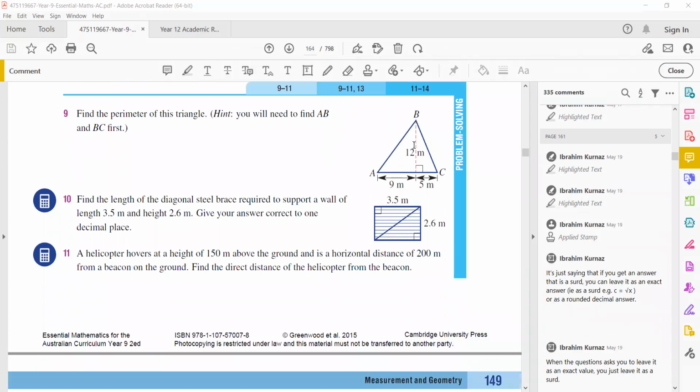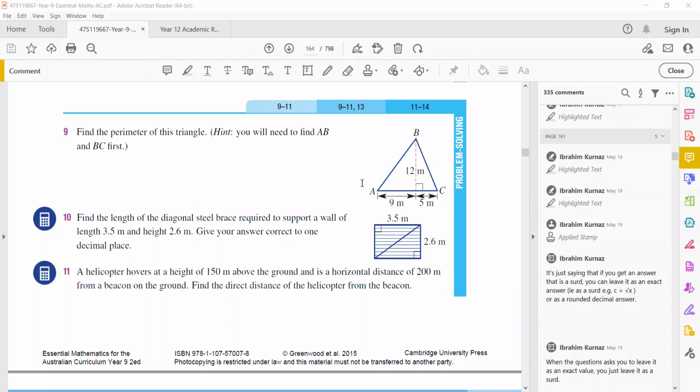Now this is a little bit tricky one. Find the perimeter of the triangle. Now you have to find the perimeter, but they have given it split, right? That means you have to find this length and you have to find this length. Apply the Pythagoras twice for this triangle. Find this one, find this one.